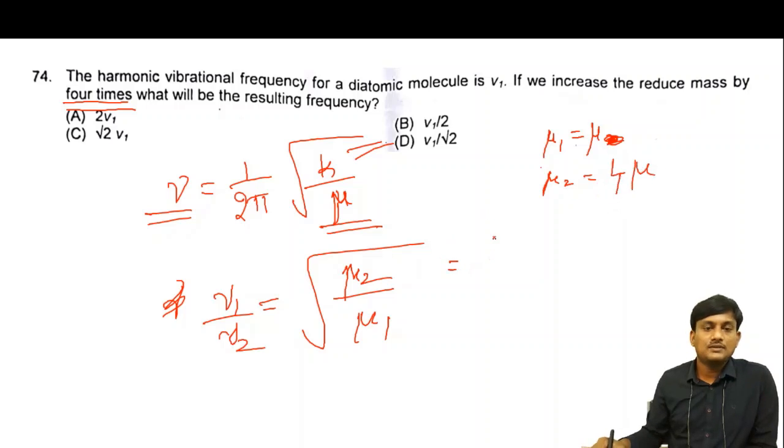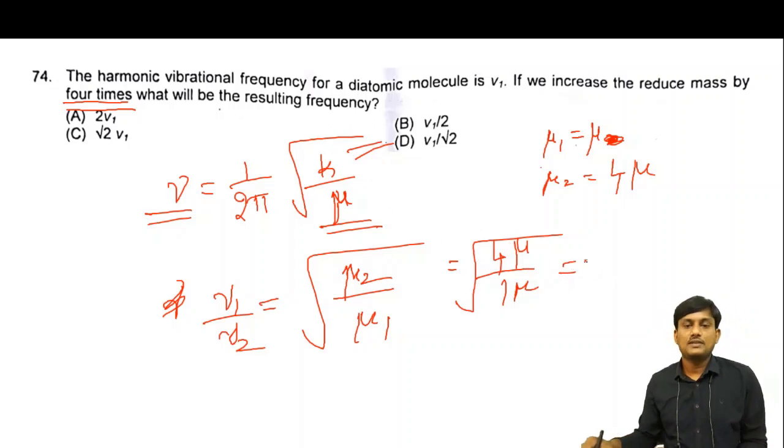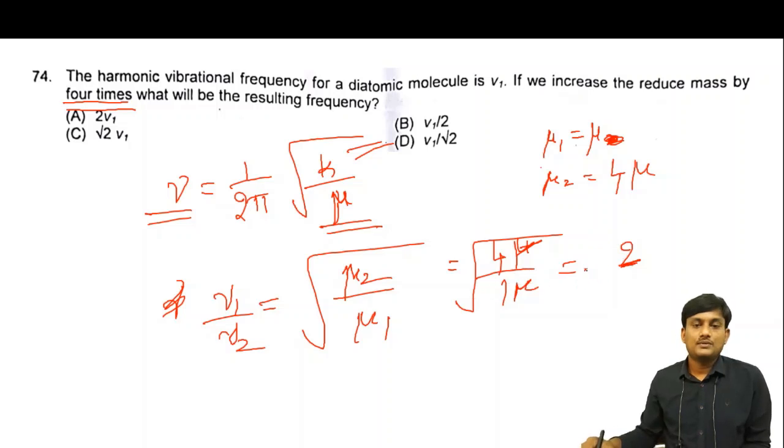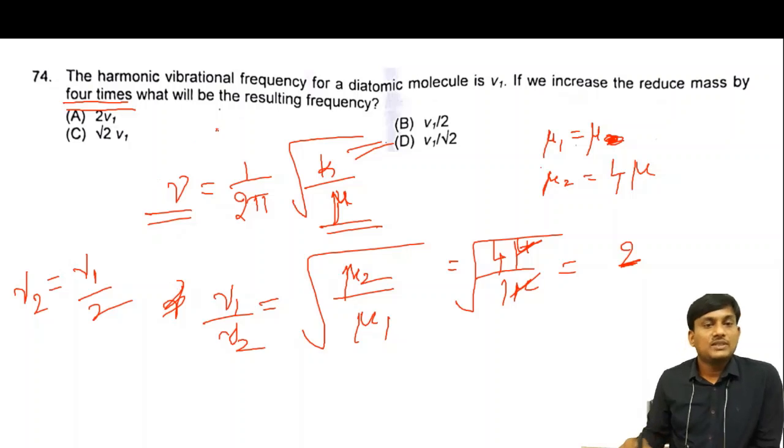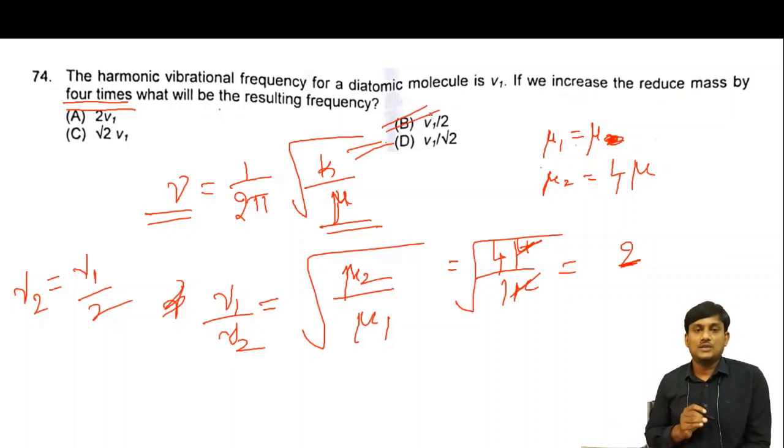And what is the relation? Root of 4μ by 1μ. There is a cancellation of μ terms. You will get root 4, which is equal to 2. So ν2 is equal to ν1 by 2. So what will be the resulting frequency? It will be ν1 by 2. B is the correct option.